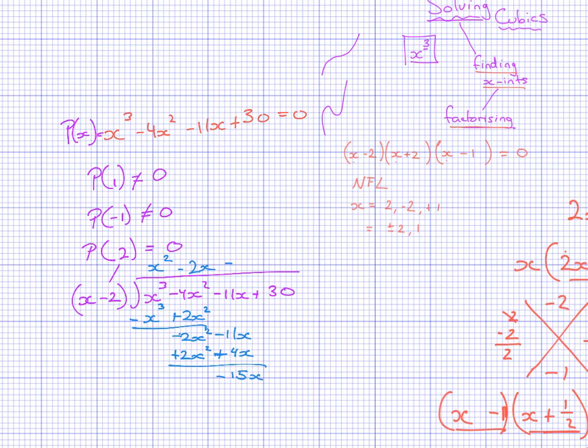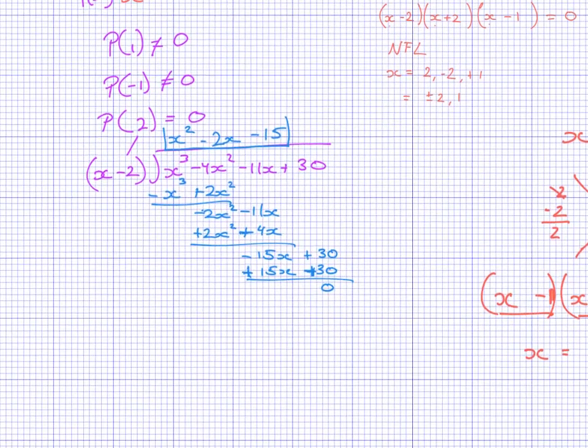-15x. Divide that by x. Drop down the constant. Multiply the 15 back down, -30. Subtract that out. Oops, that should have been plus originally, and then I subtract it. That will turn into a plus, that'll turn into a minus, and there's my remainder of 0. But most importantly, there is my quotient, which I do need. So I've got x squared minus 2x minus 15. I can factorize this by sight.